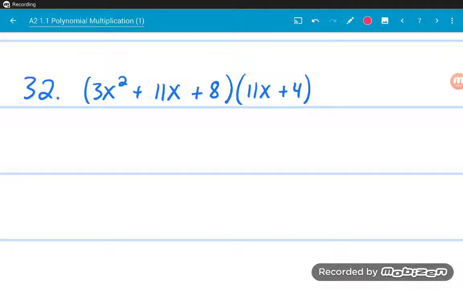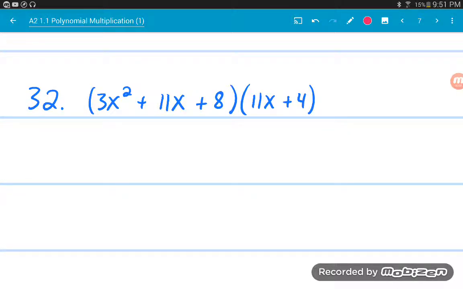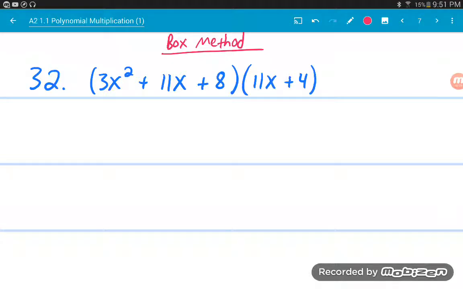Okay, so this is going to be a short instructional video on how to do polynomial multiplication. There are two methods. I'm going to start off with what we call the box method, sometimes also called the area method, or the rectangle method I've heard it called. I like to call it the box method.